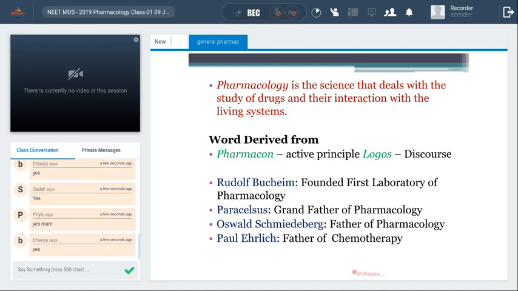Clear? So I repeat, Rudolf Buchheim was the first person to start the laboratory for pharmacology. Paracelsus is called grandfather of pharmacology. Oswald Schmiedeberg is called father of pharmacology. And Paul Ehrlich is the father of chemotherapy. Is this clear for you?